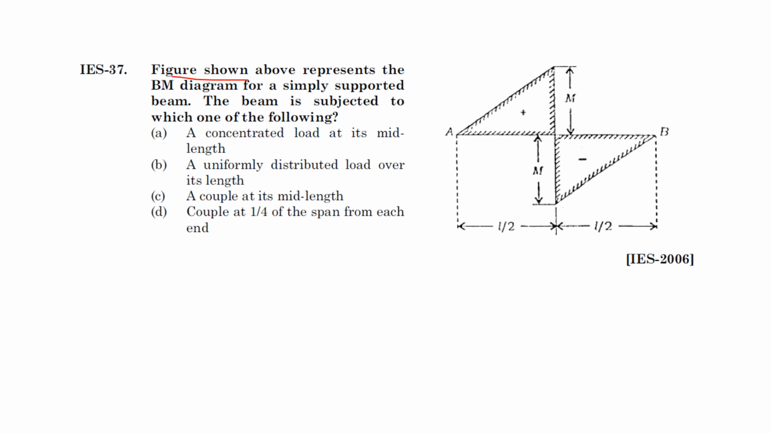The figure shown above represents the bending moment for a simply supported beam. The beam is subjected to which of the following? The bending moment diagram is given, so they are asking what type of loading the beam is subjected to. The options are: a concentrated load at its mid length, a uniformly distributed load over its length, a couple at its midpoint, a couple at 1/4 of the span from each end.